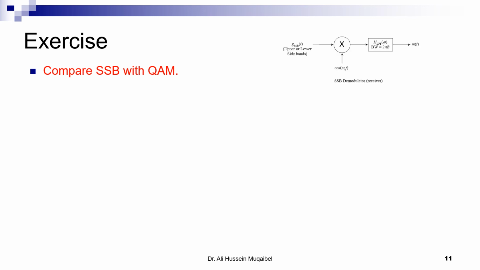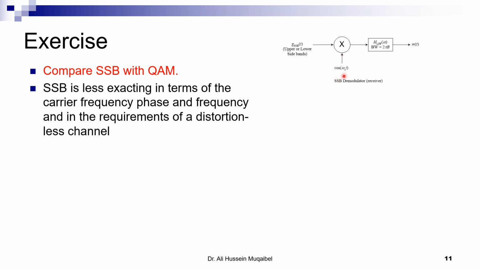Comparing single sideband, in the demodulation process, the circuit shown in the slide here is the coherent single sideband demodulator. You notice that it is a coherent detector, but it's less exacting in terms of carrier frequency and phase. So if you compare this with QAM demodulation, QAM requires exact phase because we did the frequency and phase mismatch analysis, and otherwise if you don't have exact phase, the two messages will be combined together, will interfere with each other, and you'll get co-channel interference.